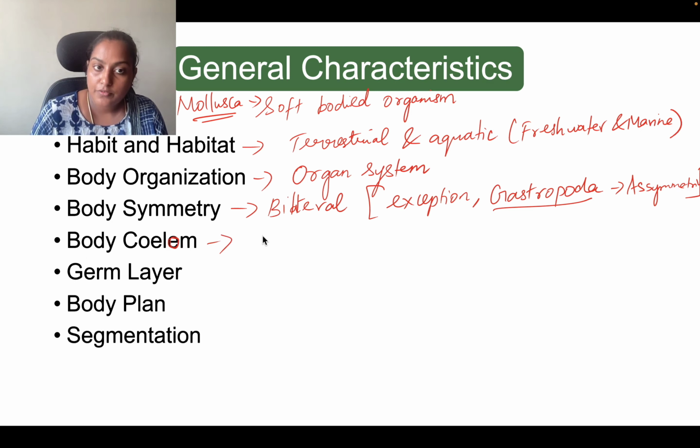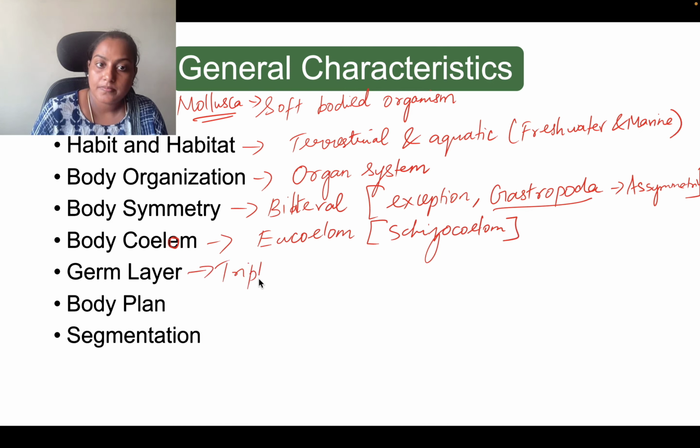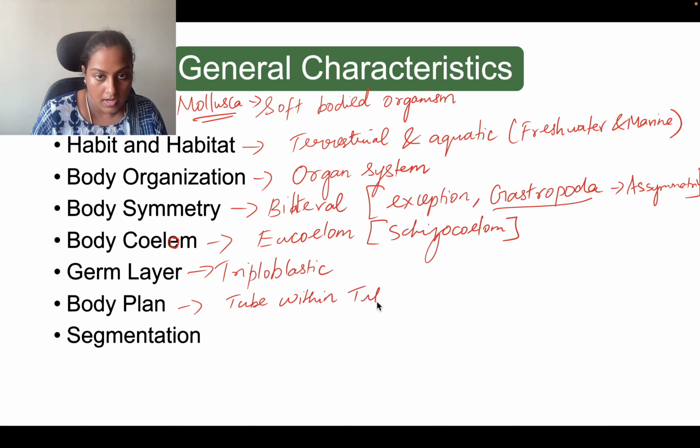Then body coelom, of course, is eucoelom, under which it is schizocoelom. And then the germ layer, it is triploblastic. And body plan, of course, tube within tube. And they are also protostomates.